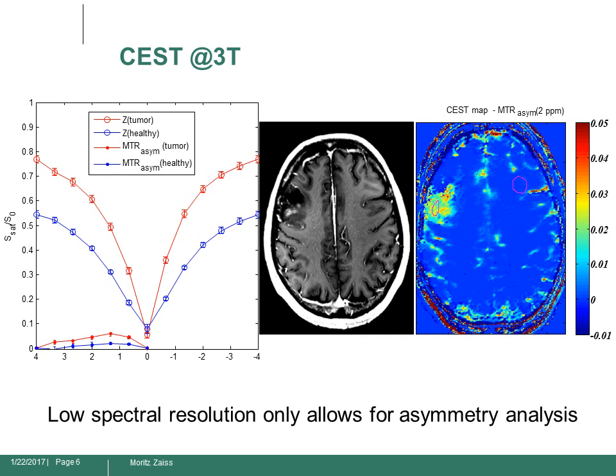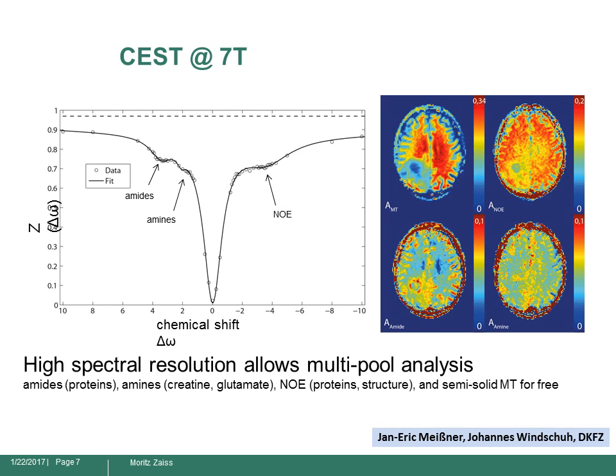peaks. So if we go to 7 Tesla, what we can do is isolate these different peaks by a Lorentzian fitting, and this is also what we did in this paper. So you can fit the waterline, or a superposition of the waterline, a semi-solid MT, then a NOE and amide peak and also an amine peak, and then you can use the amplitudes of the Lorentzians to create your image contrast. And this is what we tried in this paper, to really isolate the amide proton transfer, and not just use the asymmetry.